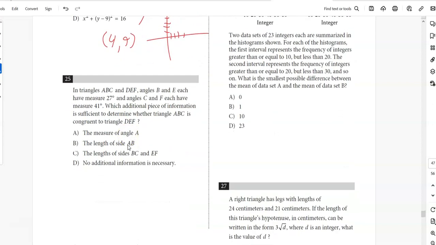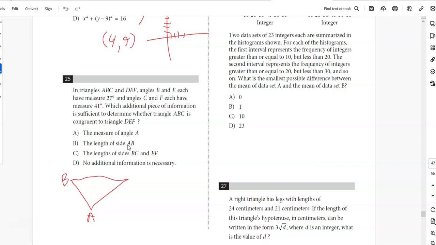Okay, so let's see. Triangle ABC has angles measuring 27 degrees. B and E each have measures of 27. So those are similar. They're both 27. C and F have measures of 41. Looks like B and C are both acute, so A must be acute too. So I'm just going to draw that, just so I have one that's somewhat similar.